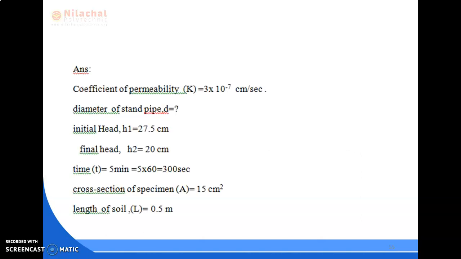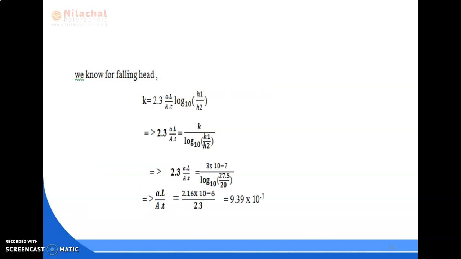So let us find out what is given. Coefficient of permeability K equal to 3 into 10 to the power minus 7 centimeter per second. We have to find the diameter of the standpipe, small d equal to question mark. Initial head H1 equal to 27.5 centimeter. Final head H2 equal to 20 centimeter. Time t equal to 5 minutes, which is equal to 300 seconds. Cross-sectional area of the soil specimen, capital A equal to 15 cm². Length of soil L equal to 0.5 meters. So this much is given. Only one thing we have to find out, the diameter of the standpipe, small d. So let us put the formula.